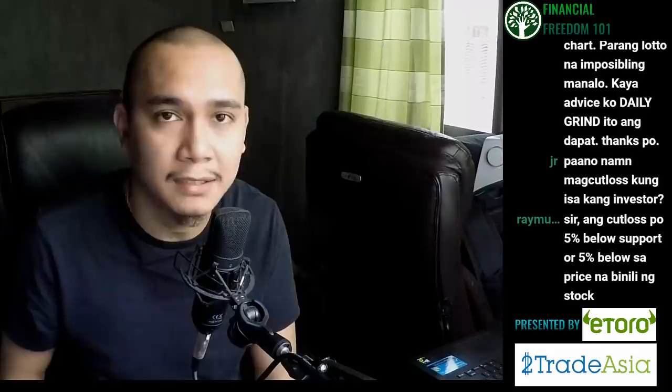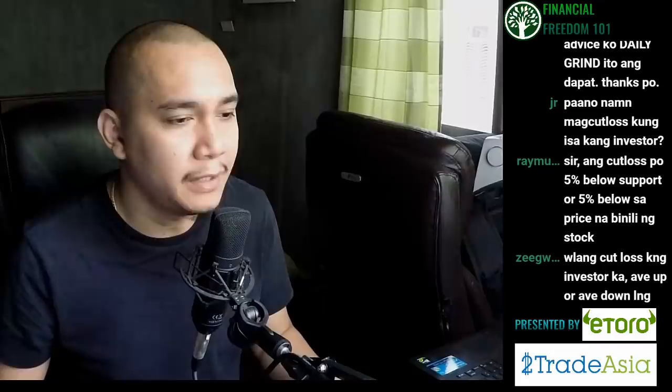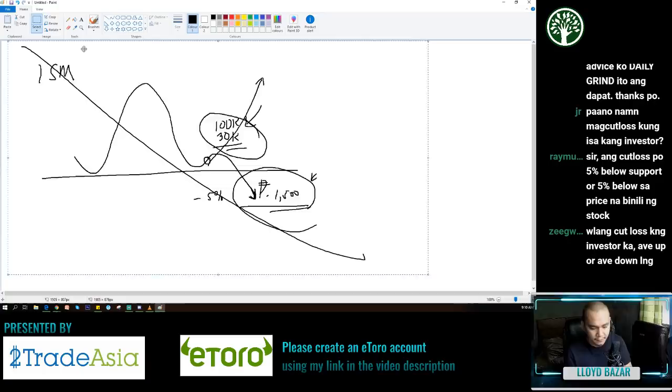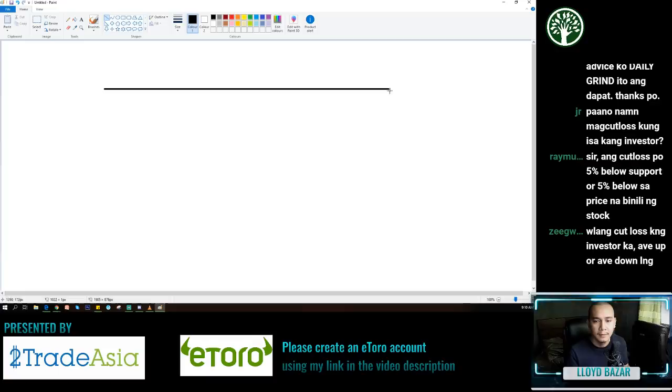Raymond, sir, ang cut loss po is 5% below support or 5 below price ng binili ng stock. Very good question. My cut loss is, for example, this is the support. Just to be clear, this is the support right here. My cut loss is -3% below that price. Kahit anong presyo akong pumasok dito, I don't look at that. My cut loss is always -3% below support.